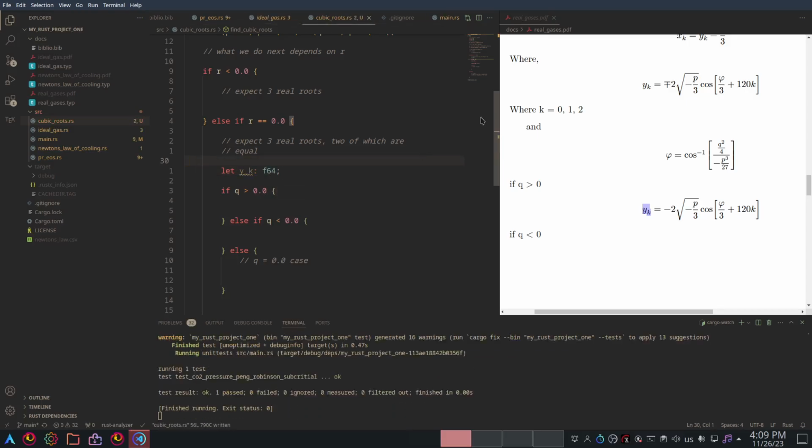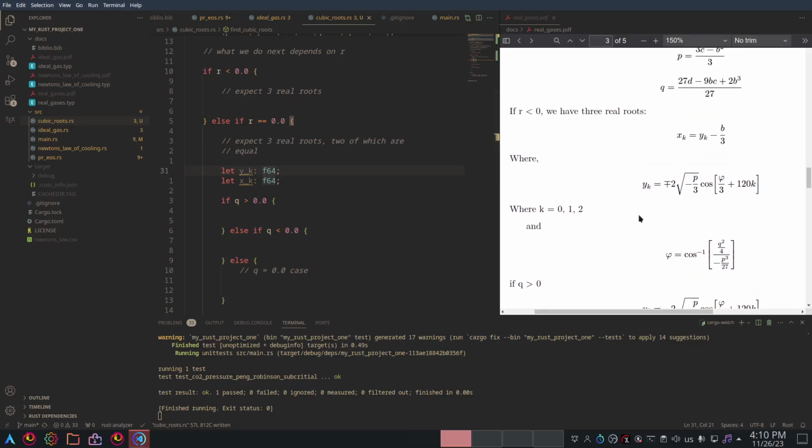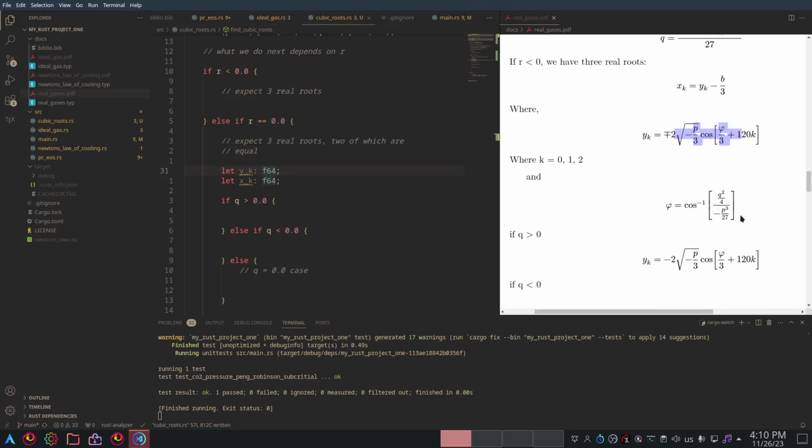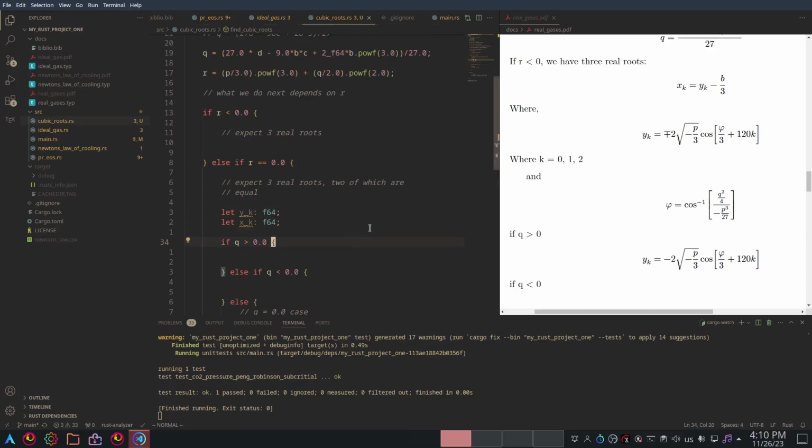So yk is an f64 value, and of course xk is an f64 value. So what are we going to do? yk equals plus minus of this, where k equals 0, 1, and 2. It's fine, we'll start dealing with that later. We have a phi that we need to calculate either way. So let's calculate the value of phi first.